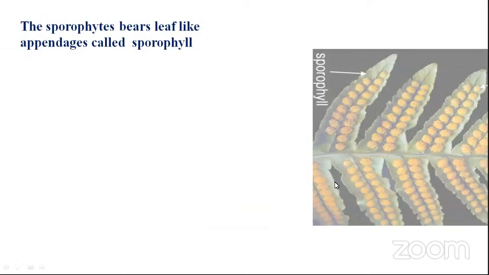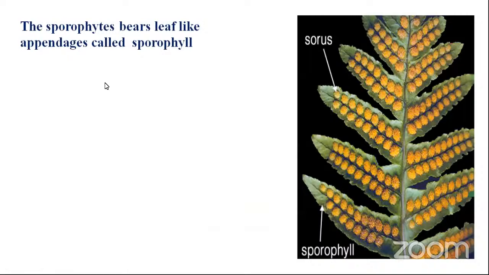Now, when it comes to the reproductive structure, the sporophyte bears leaf-like appendages called sporophyll. Phyll means leaf. On the leaf, the spores are present. So this kind of leaf is called sporophyll. On the sporophyll, you can find the yellowish sorus. Single one is sorus. The multiple ones are called sori. So on the leaf, we can find the sori.